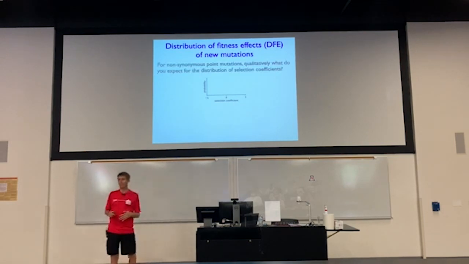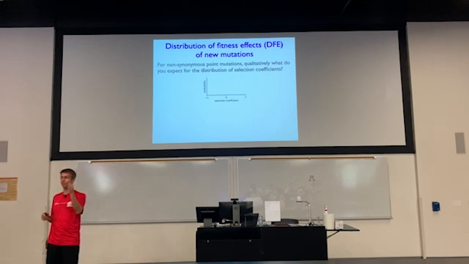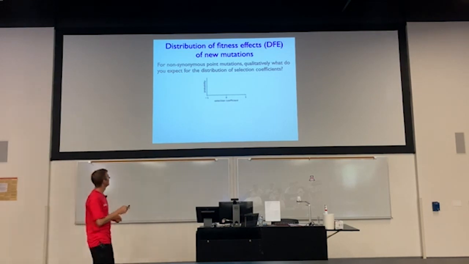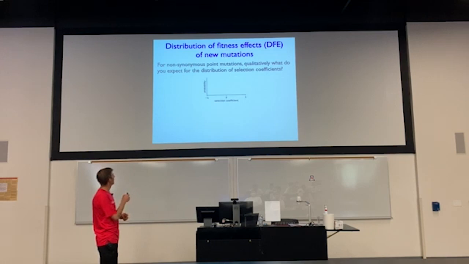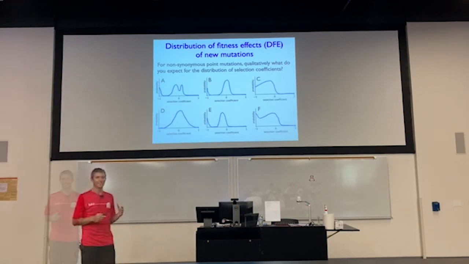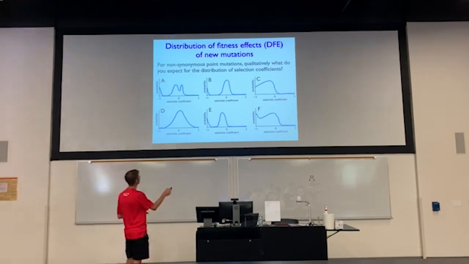And so I have a question for you now. Let's consider a non-synonymous point mutation. What is non-synonymous? I mean a mutation in a protein-coding gene that changes the amino acid. So we're going to change one amino acid in someone's genome. Qualitatively, what do we think the distribution of selection coefficients is going to look like? Here are some options. Except for the people in my group, I want you to turn to your neighbor and decide which you think is the most likely case.